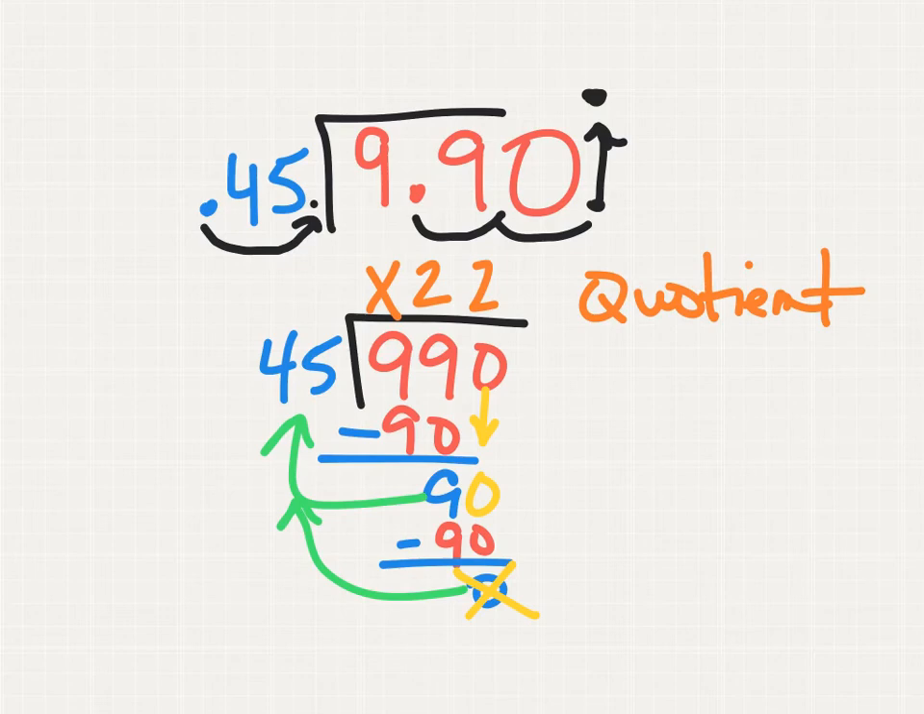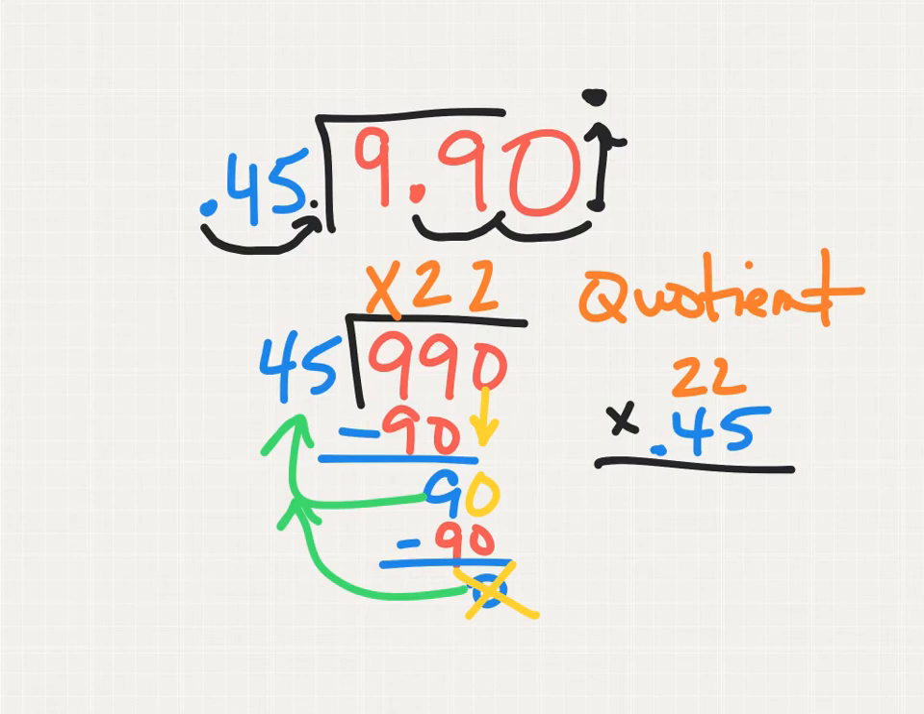990 divided by 45 is 22. And in fact, 9.9 divided by 0.45 would also be 22. And here's how we can prove it. If I take my quotient of 22 and I multiply it by my original divisor of 0.45, I should get my original dividend of 9.9.